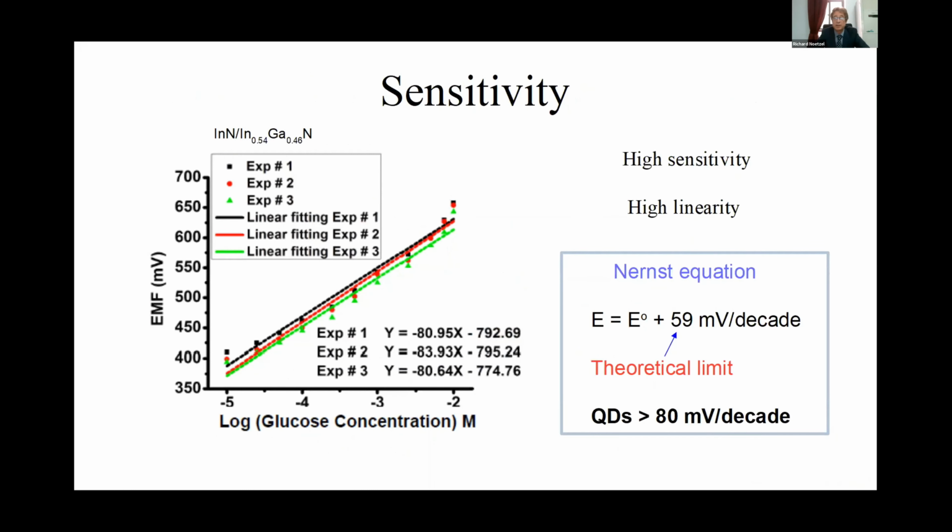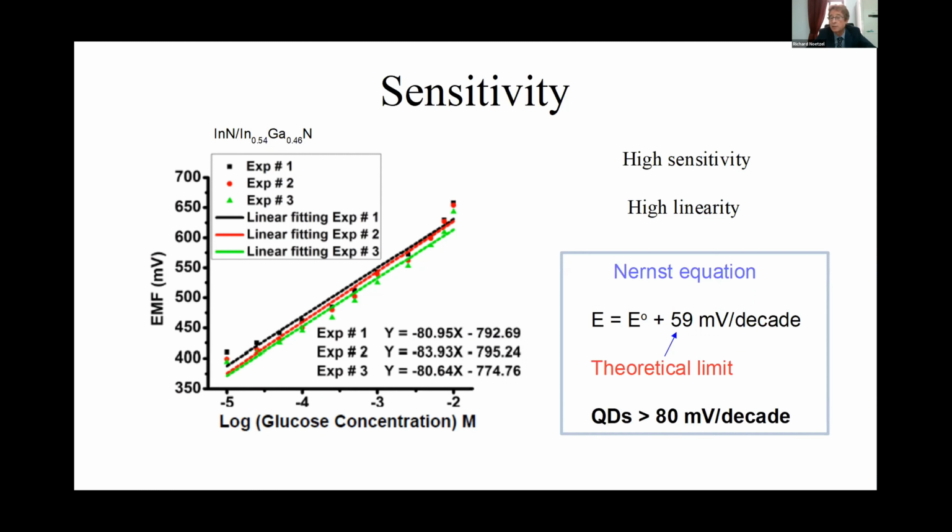This is the first measurement on the sensitivity. Plotted here is the electrode potential versus logarithm of the glucose concentration. First of all, we see a very high sensitivity of 80 millivolts per decade and a very high linearity over a wide range. 80 millivolt per decade sensitivity is exceptional.